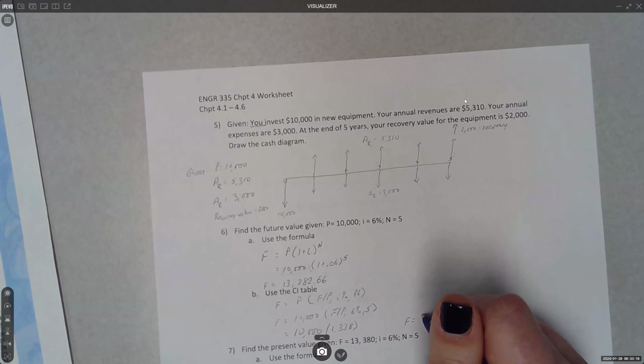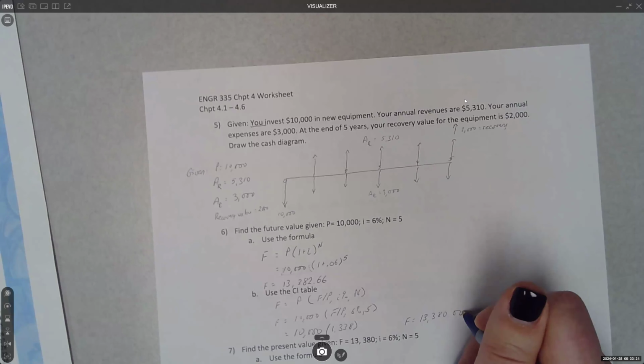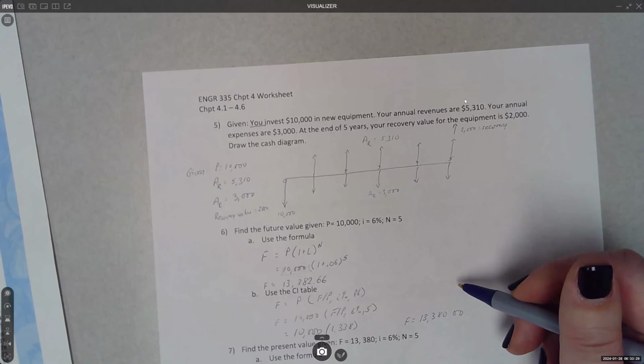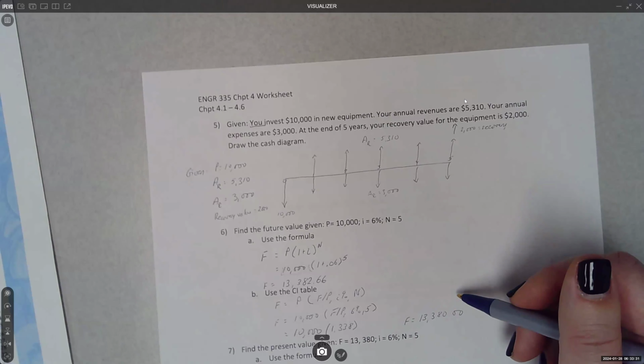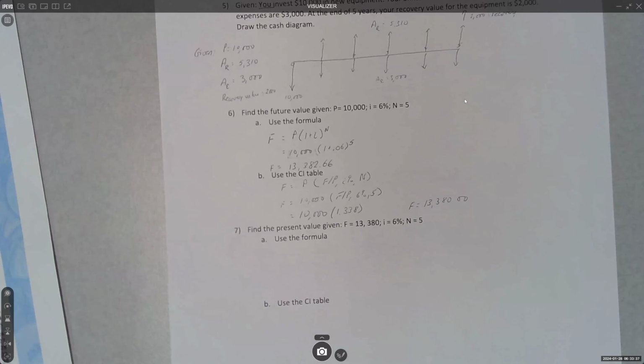So we have that 13,380. So we're off by $2.66 by doing this using the compound interest table rather than doing it by hand. Really, that's pretty negligible in the world of finance.